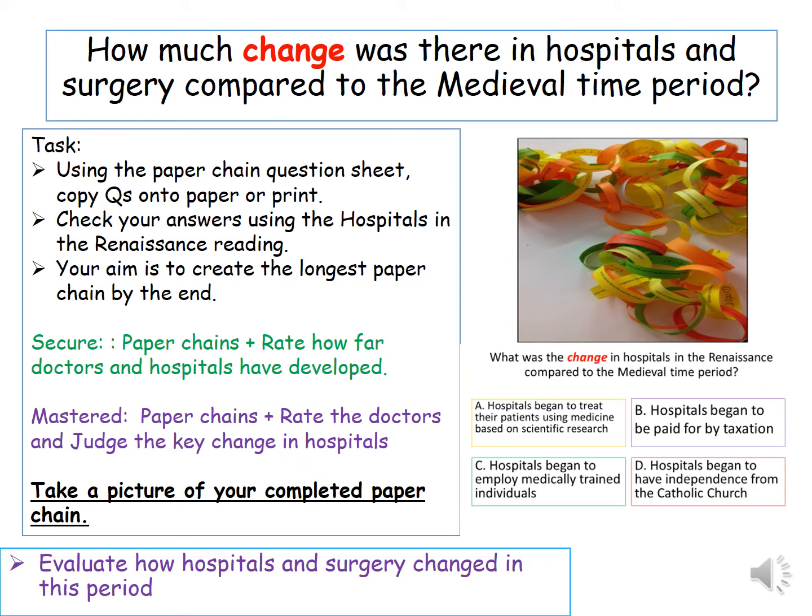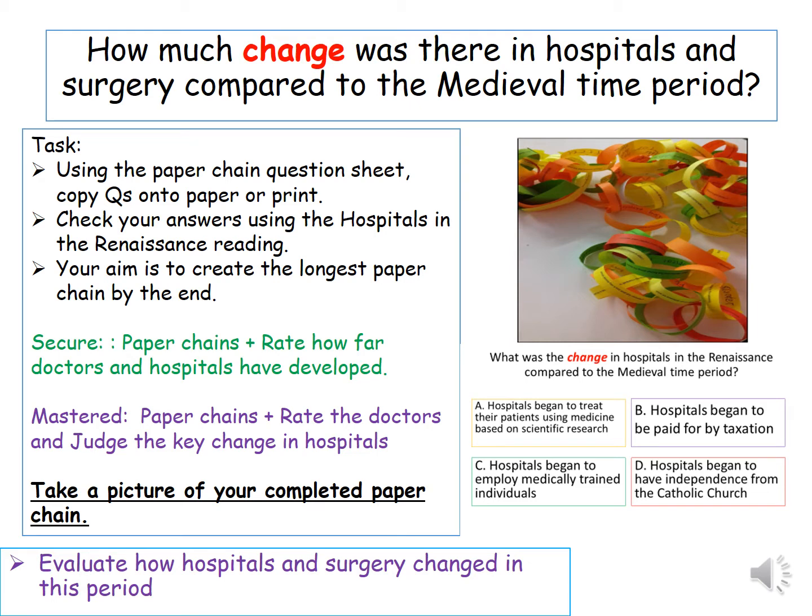The third and final task today is to look at how much change took place in relation to hospitals and surgery. Using the paper chain question sheet, please copy out the questions onto a piece of paper or print them out. Using the hospital and Renaissance reading, check your answers after you have answered them for the first time. Your aim is to create the longest paper chain with correct answers.